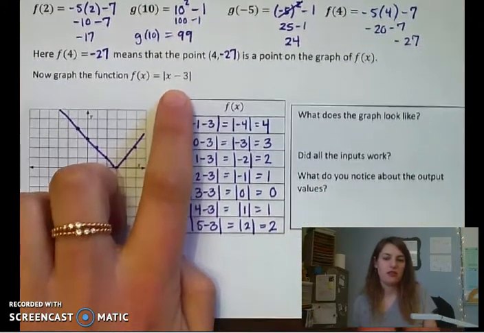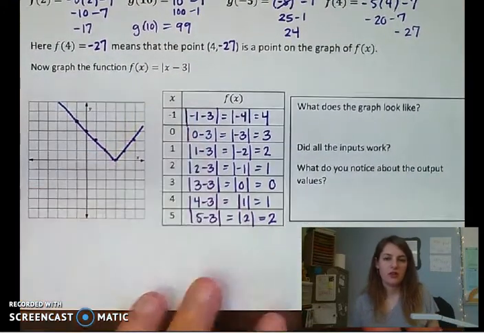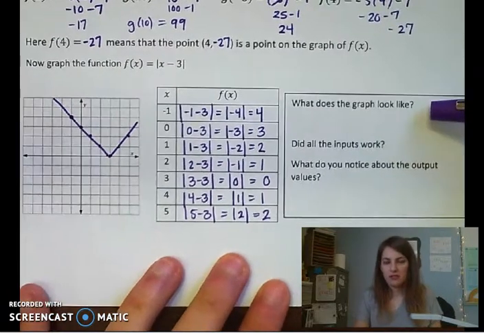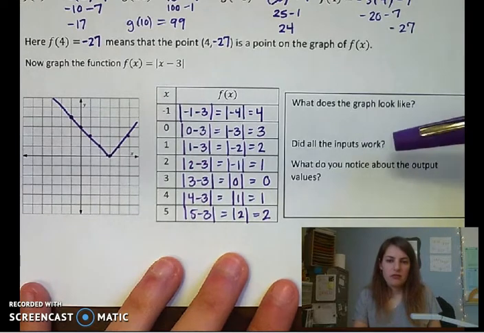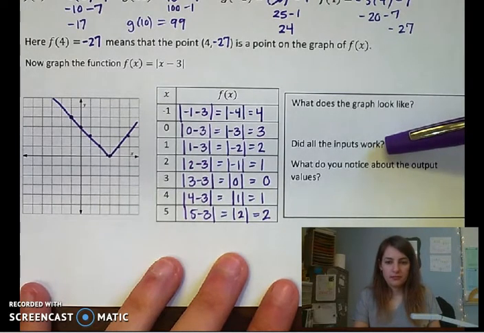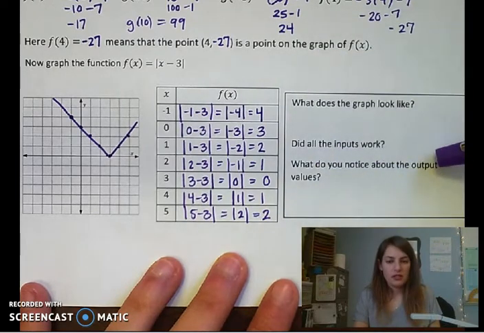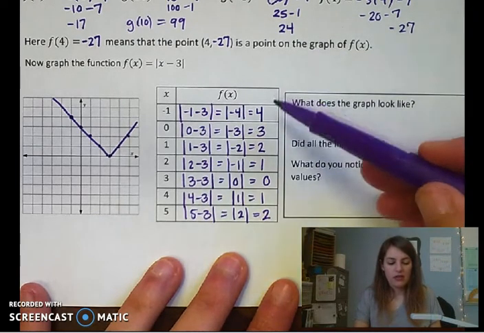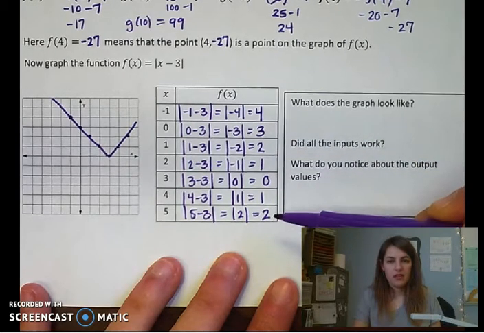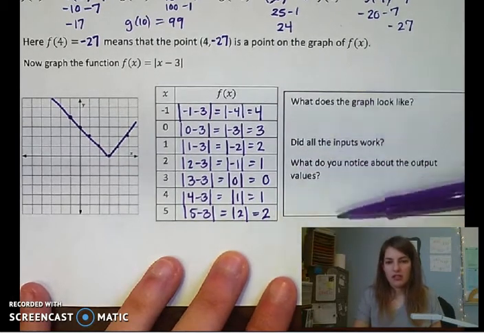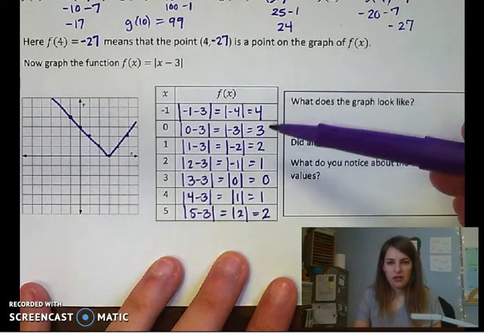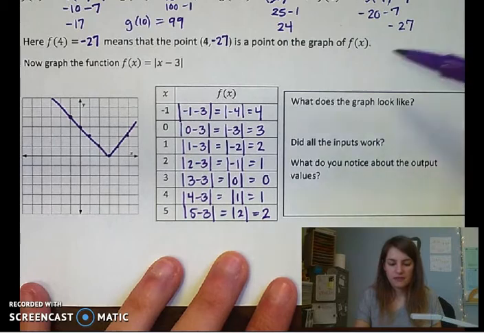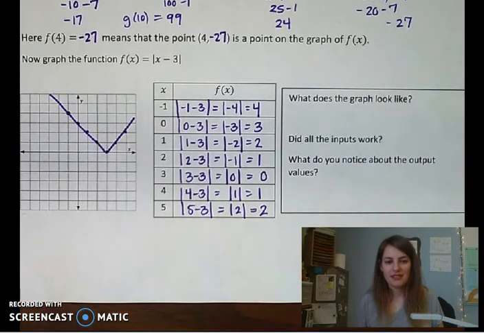So reflecting on these questions: what does the graph look like? I'm going to have you fill that out in your own words. Did all of the inputs work? And what do you notice about the output values of this function? These are some observations that you should make on your own, and I'll be looking for your answers to these questions the next time I see you in class.